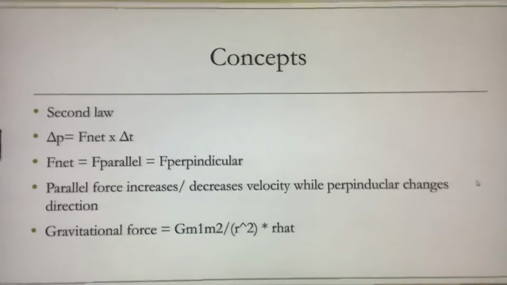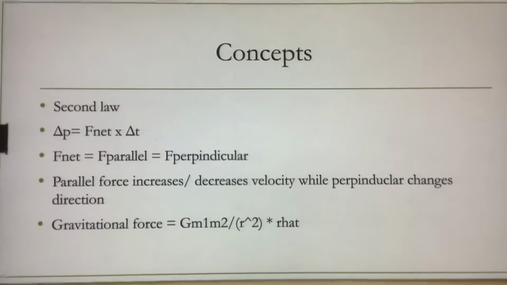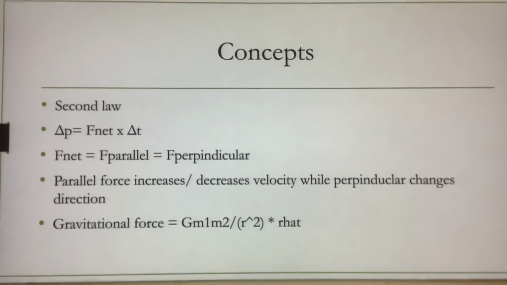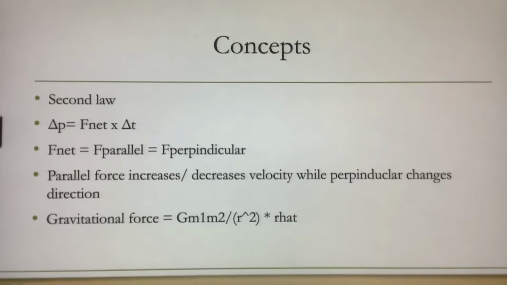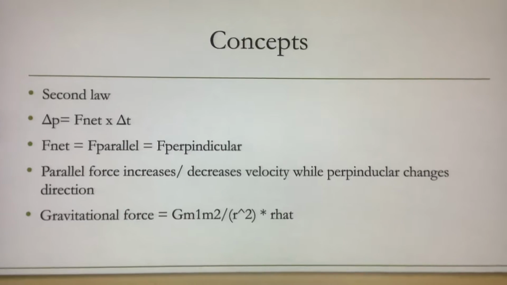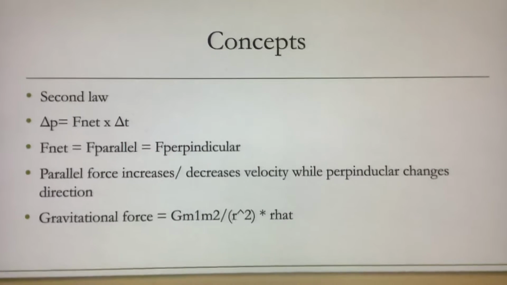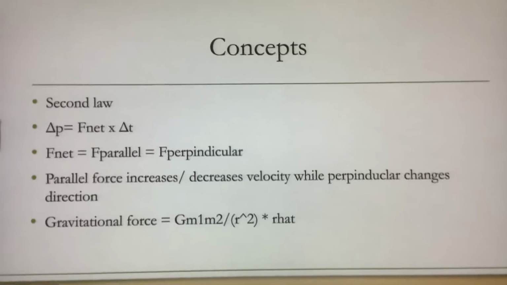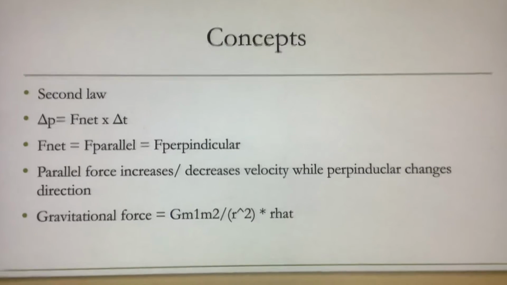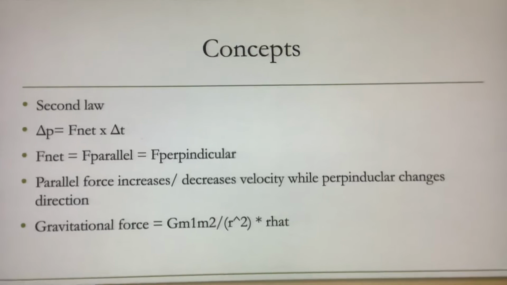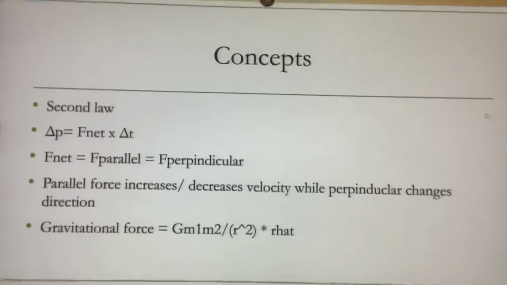So the main concepts were Newton's second law, which describes that the change in momentum is equal to net force times change in time, and the net force is also equal to the sum of parallel and perpendicular forces. Parallel forces change speed while perpendicular forces change direction. And of course you have the gravitational force, where the gravitational constant times two masses divided by their displacement, times the unit vector, gives the gravitational force.